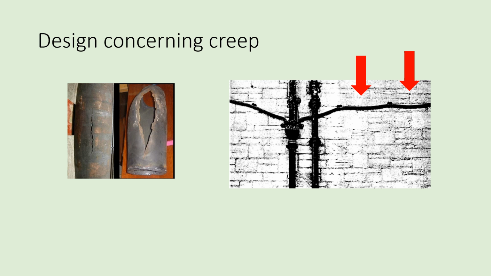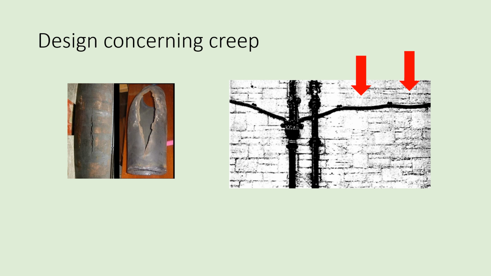In the example on the left, you're seeing a pipe that has burst due to creep because it has been operating with a pressurized fluid within it at a high temperature for a prolonged period of time. Over the years, the high pressure creating high stress, and the high temperature, can cause creep deformation to occur, ultimately leading to the pipe bursting.